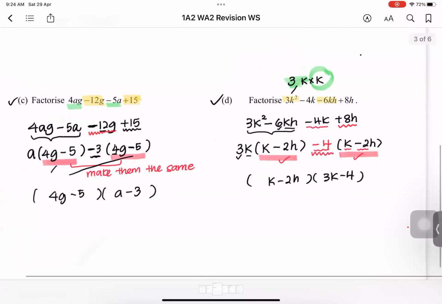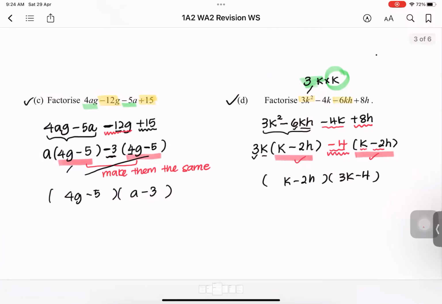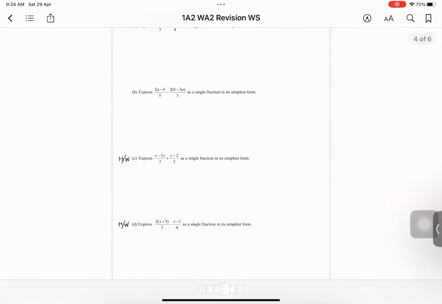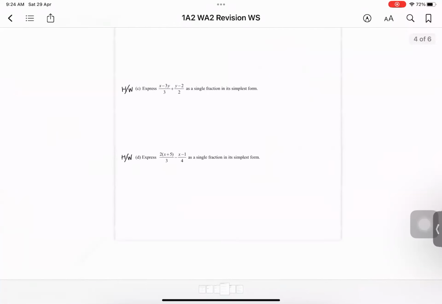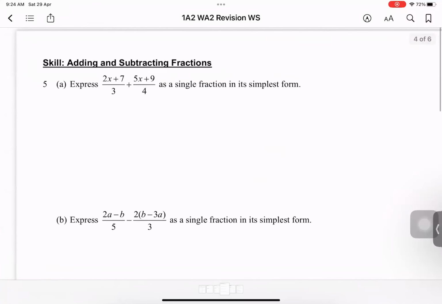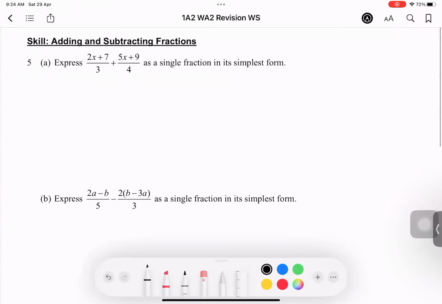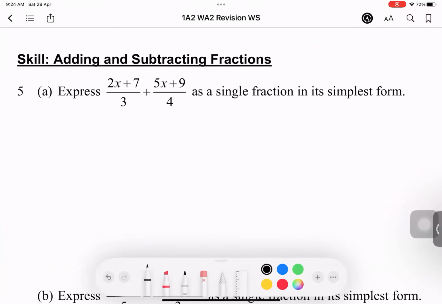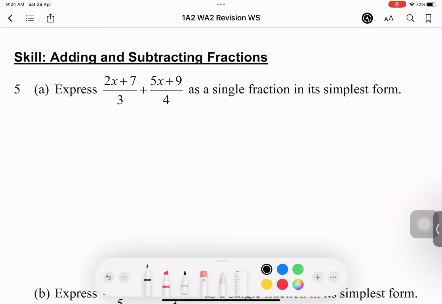Okay, Ken. So now we're going to move on to the next part already. I'll give you some more homework questions to check. Then we'll do 5A. Do you remember how to add and subtract fractions? First step, I have different denominators. One is 3, one is 4.